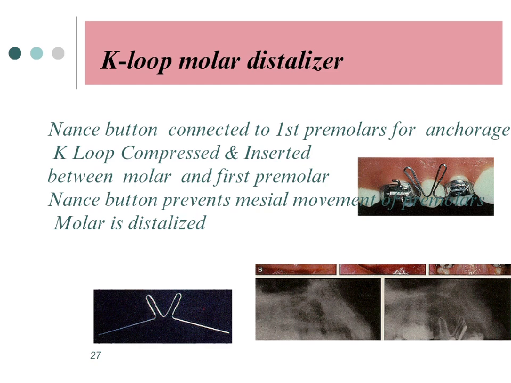Next comes the K-loop molar distalizer. Nance button connected to first premolars for anchorage. K-loop compressed and inserted between molar and first premolar. Nance button prevents mesial movement of the premolars. Molar is distalized.